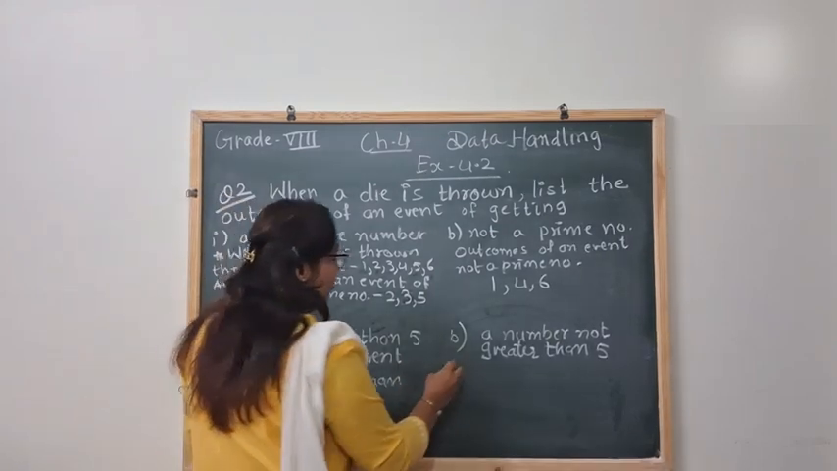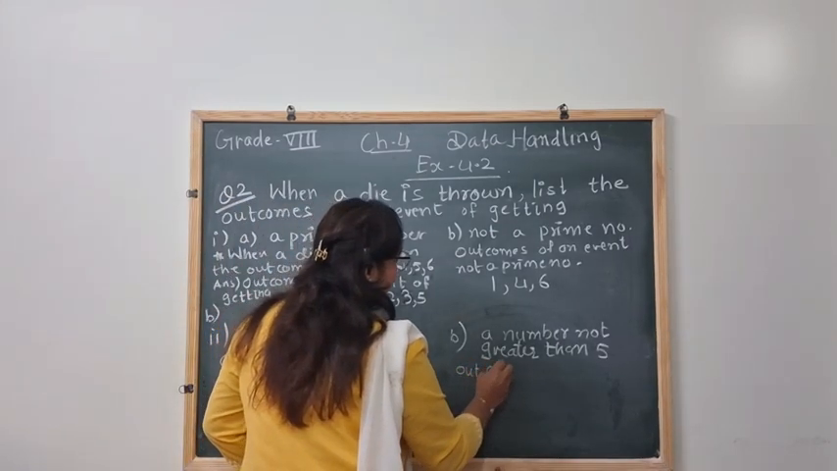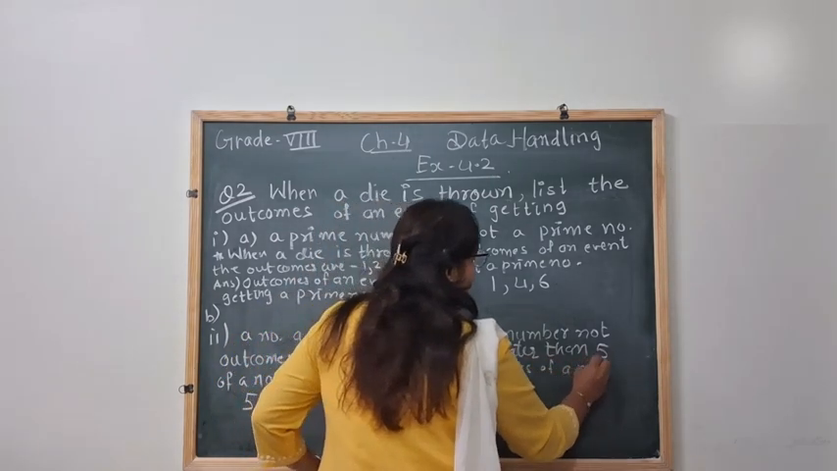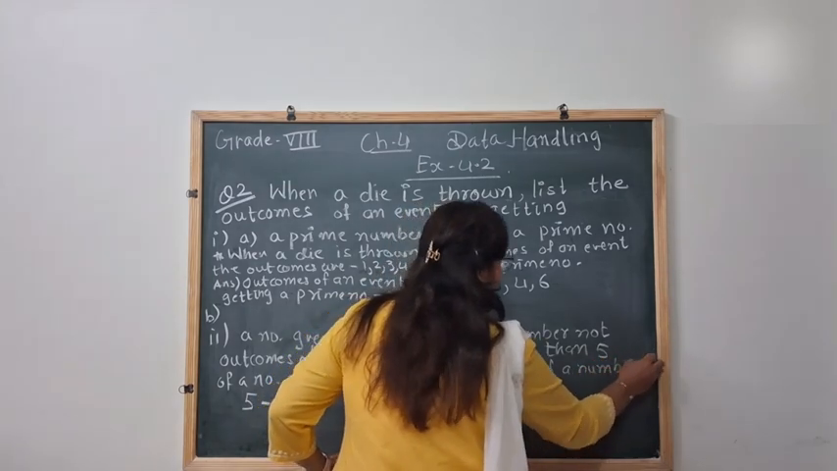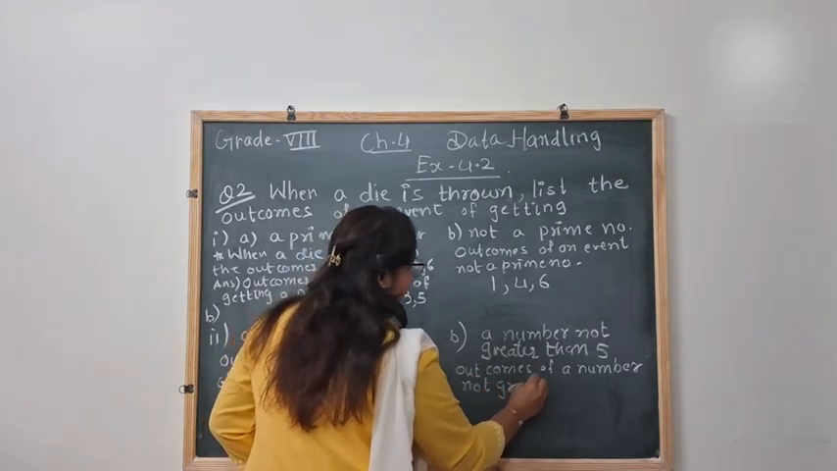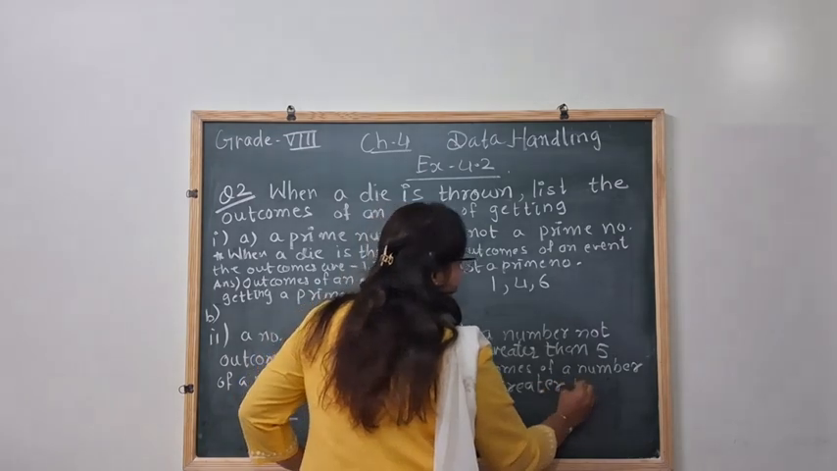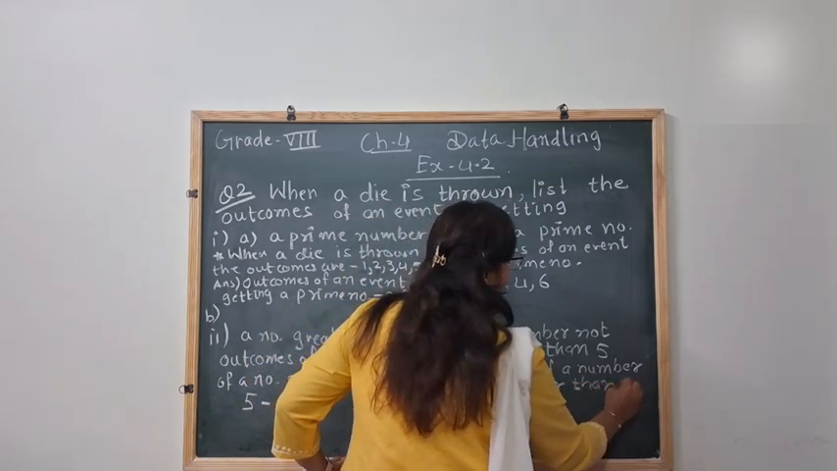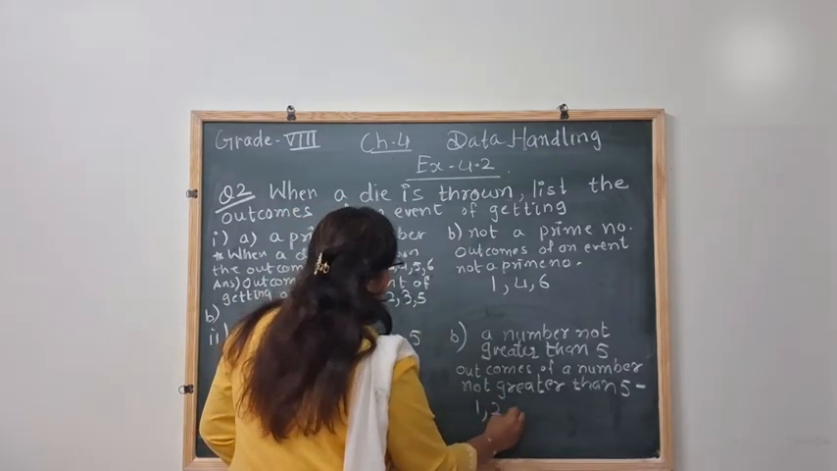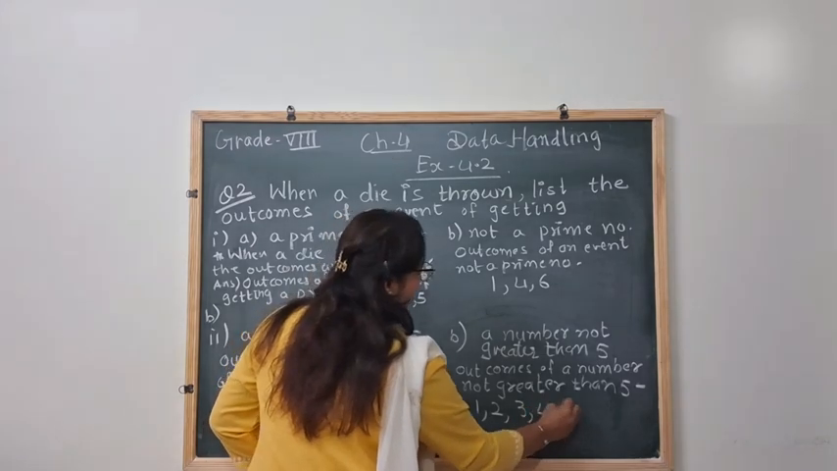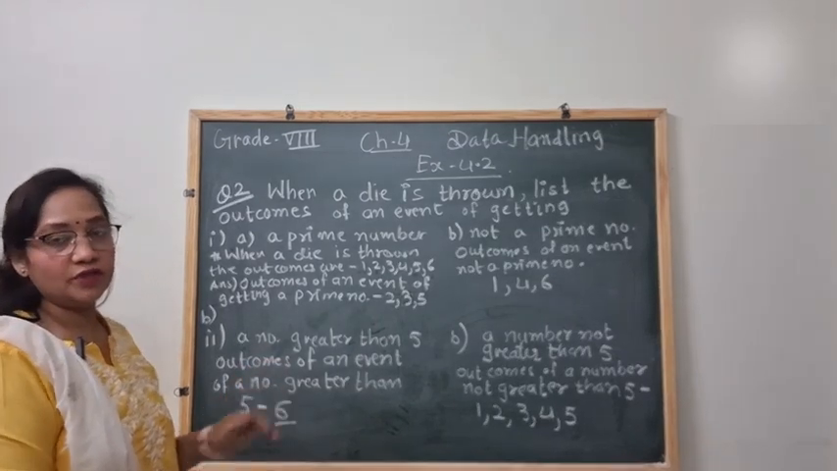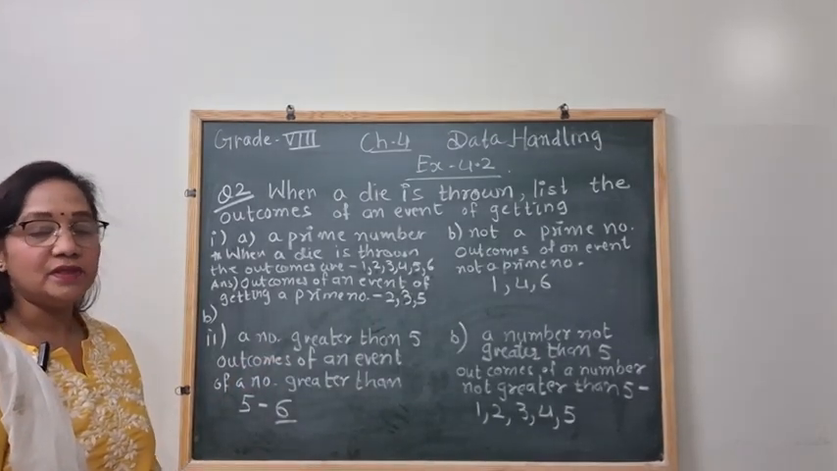So you can write outcomes of a number not greater than 5 will give you 1, 2, 3, 4 and 5. That's it. Okay. So we have finished here with question number 2. Let us move on to question number 3, students.